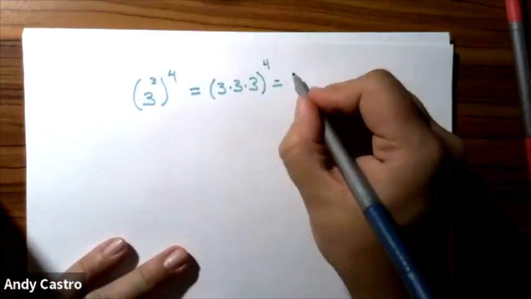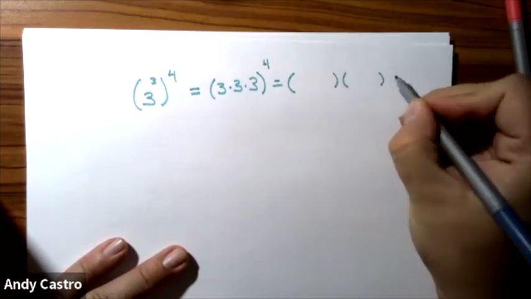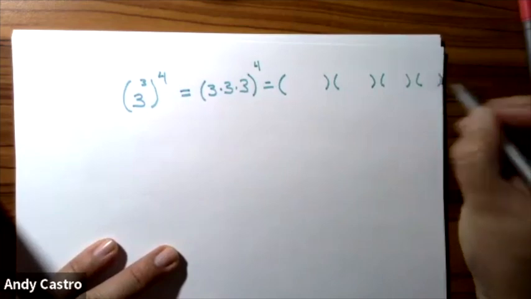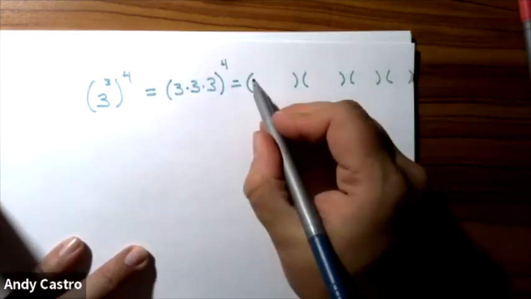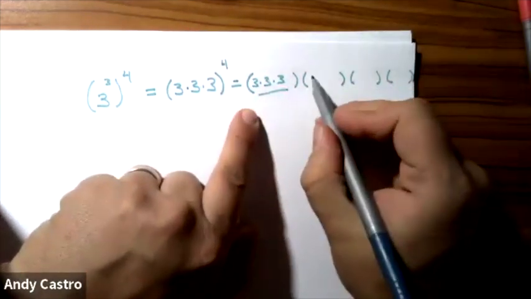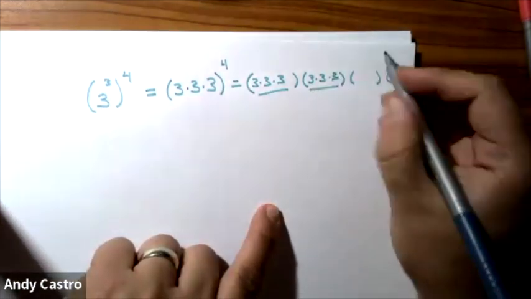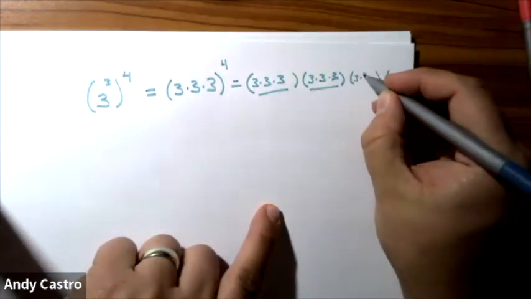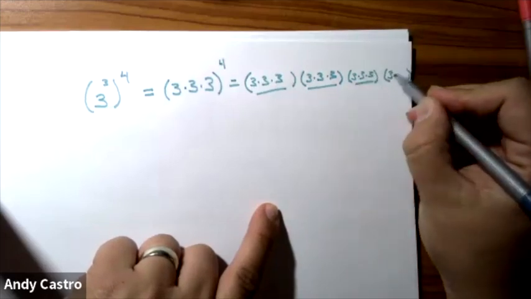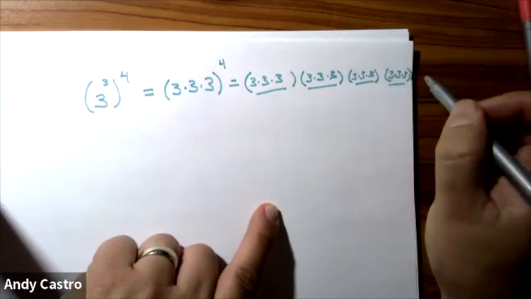So what that means is I'm going to have 3 3's multiplied by 3 3's multiplied by 3 3's multiplied by 3 3's. Okay. 3 times 3 times 3, there's my first one. 3 times 3 times 3, that's my second one. 3 times 3 times 3, that's my third one. 3 times 3 times 3, that's my fourth one.